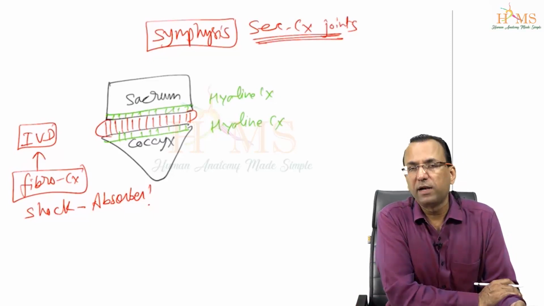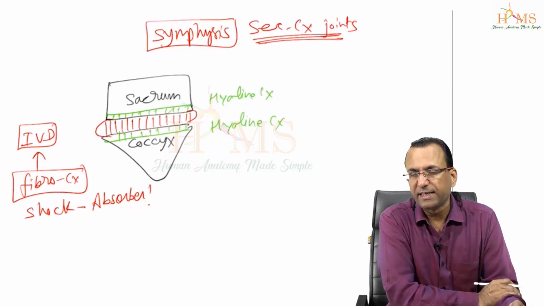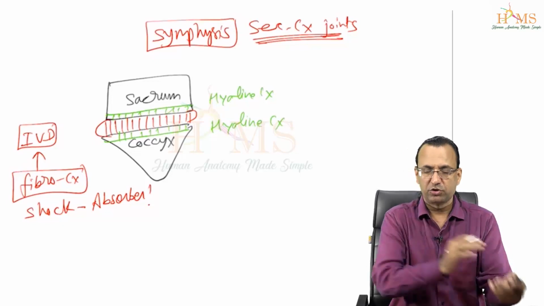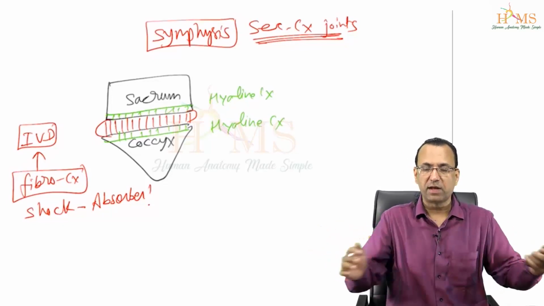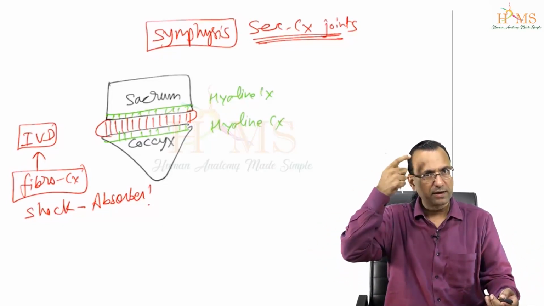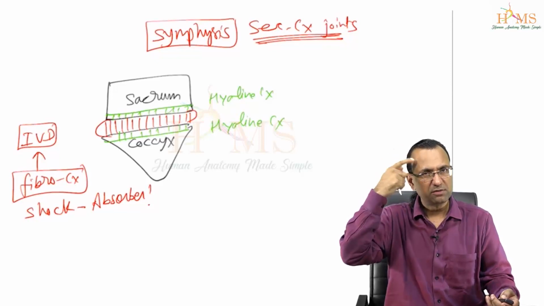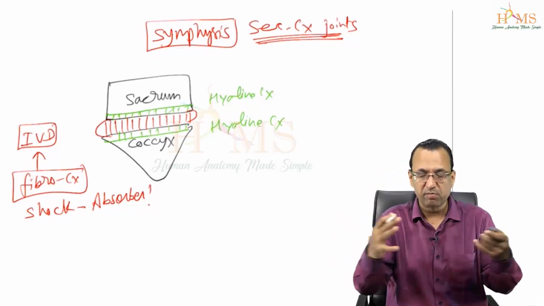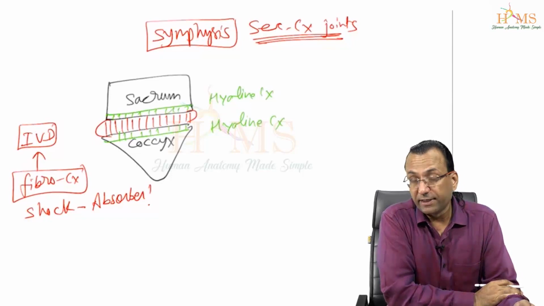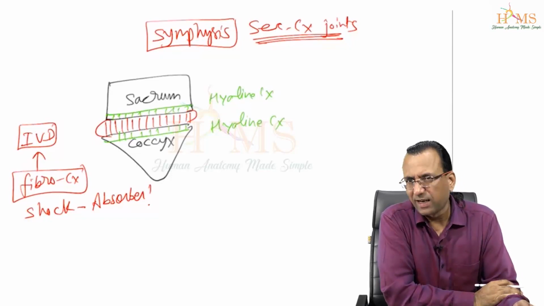They become more mobile during term pregnancy. Even the sacrococcygeal joint becomes more mobile during term pregnancy because you have to widen the pelvis to deliver the head of the baby through the pelvis. Parturition, it must be mobile. Pelvis must be mobile in term pregnancy. Usually they are slightly mobile.